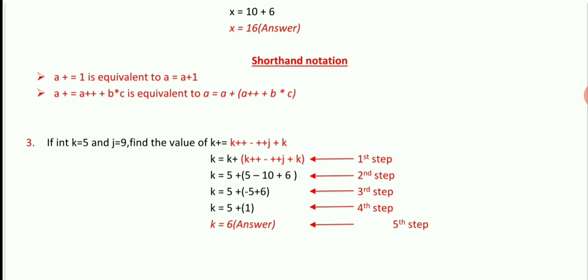Third step, k equals to 5 plus, so in that case we have 5 - 10 + 6, and if you consider the priority of operators, minus and plus have the same precedence. So again we follow the associativity rule. So we go from left to right, that is minus will be evaluated before plus. So 5 - 10 will give you -5 + 6. Fourth step, k equals to 5 plus 1 because -5 + 6 will give you 1. And finally the answer is 6.